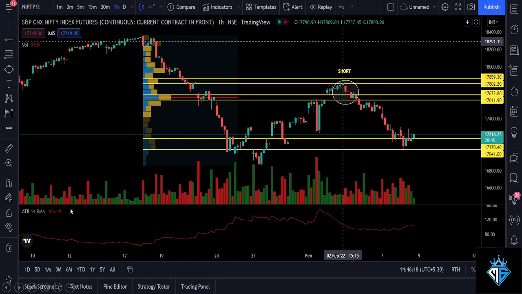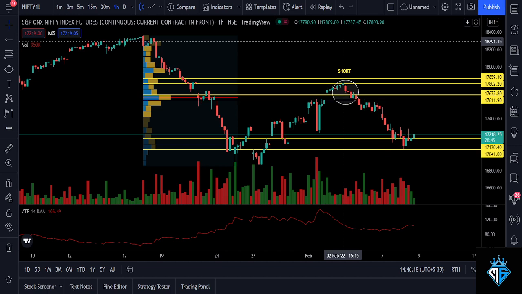Here also we can use the ATR value. The ATR value for the 1 hour will be more. It is 106, so we can take 107. The stop loss will be 214 points and the target will be 400 points. It is achieved here. So these are the basics of the volume profile.